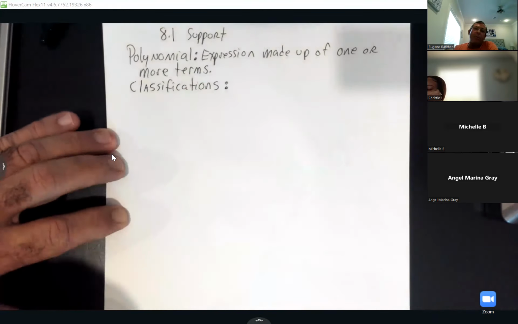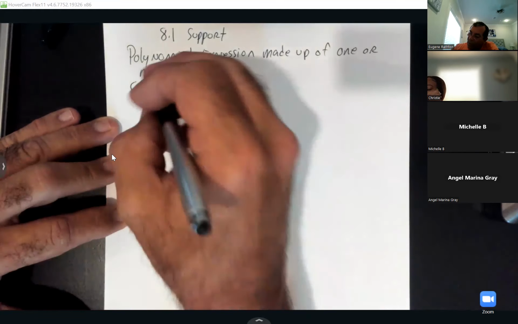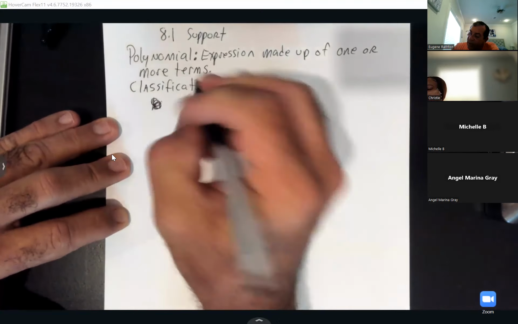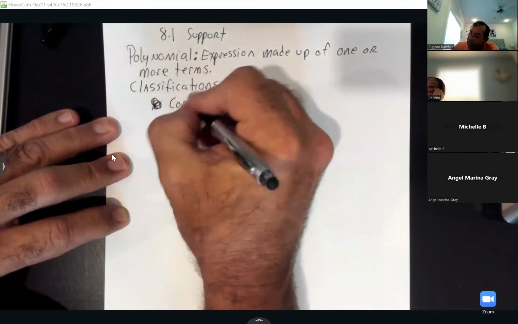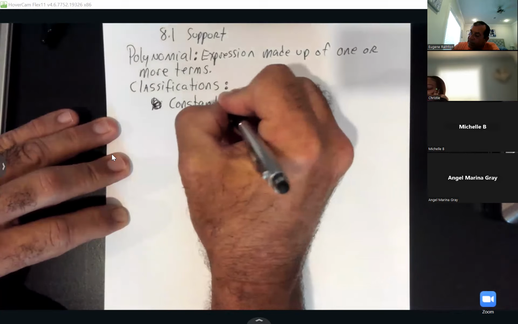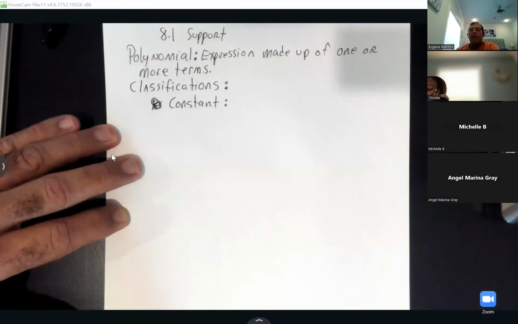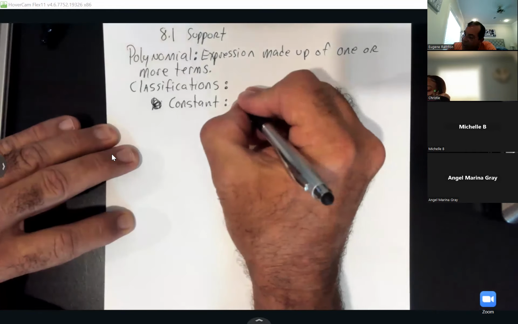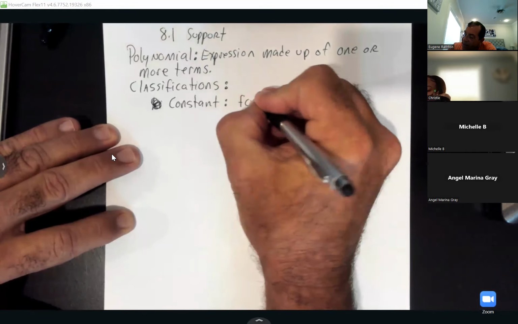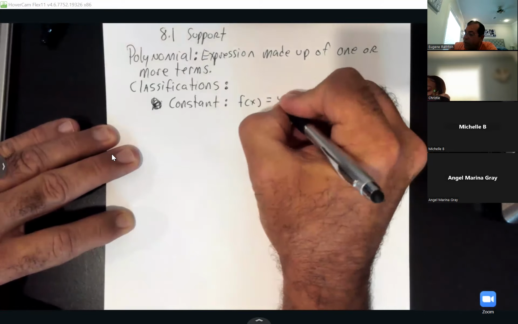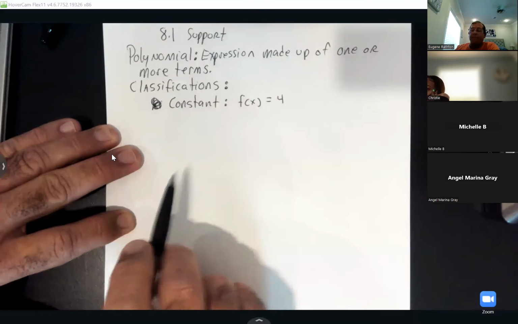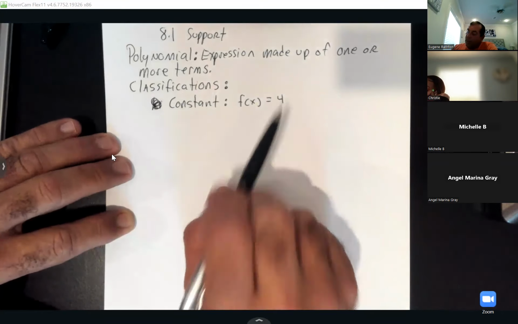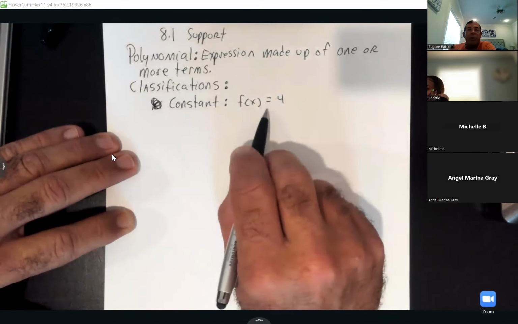There are 5 we're going to look at in here. We're going to look at constant. So a constant polynomial has no variables. That would be something like f of x equals a number like 4. Notice there are no variables in a constant polynomial.